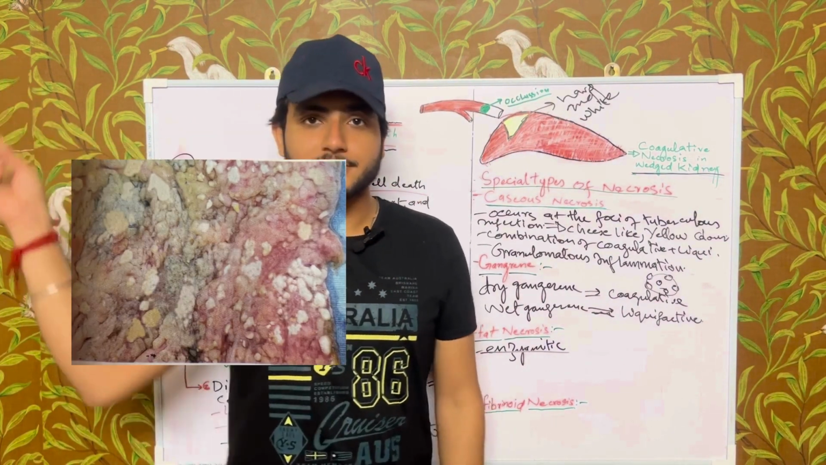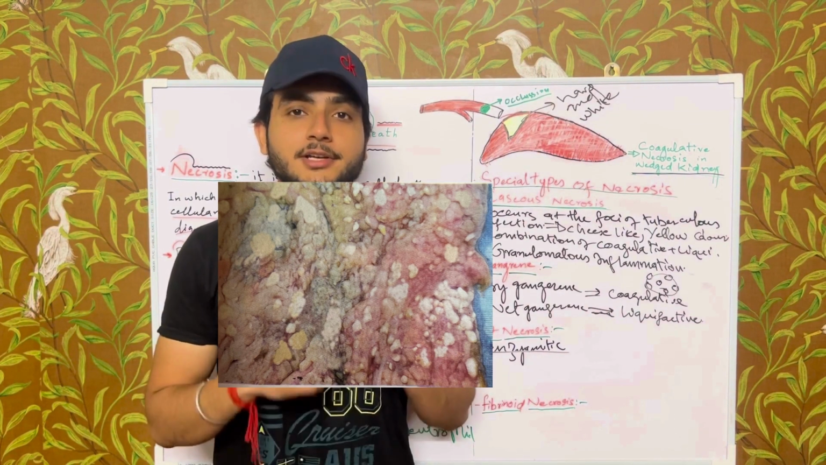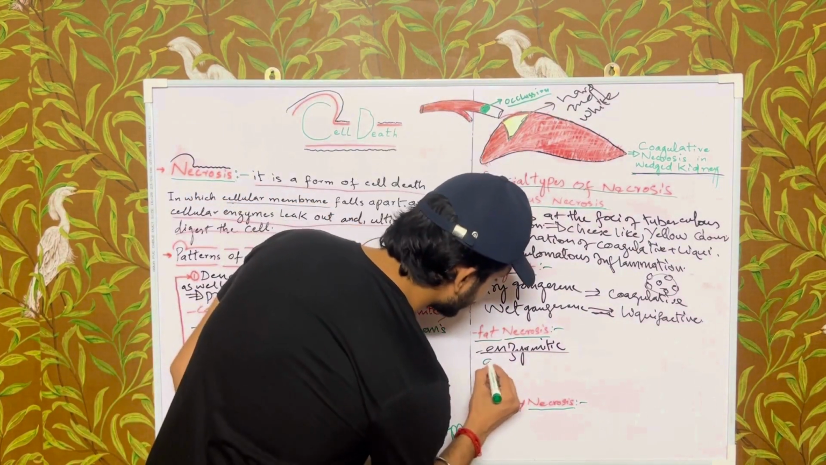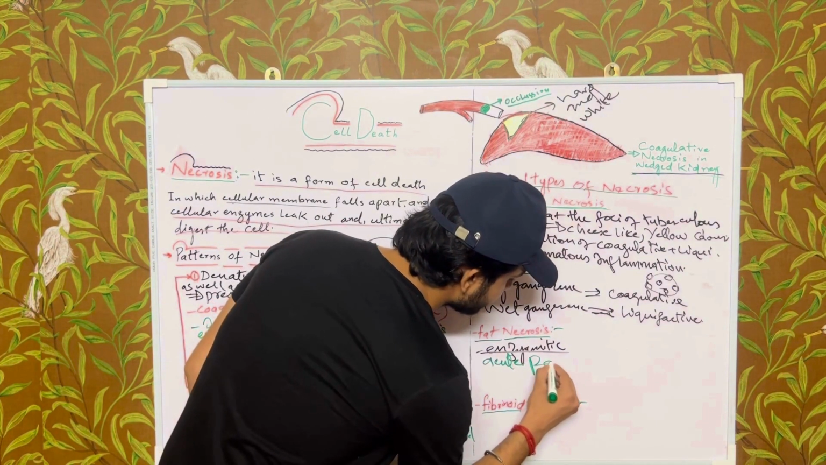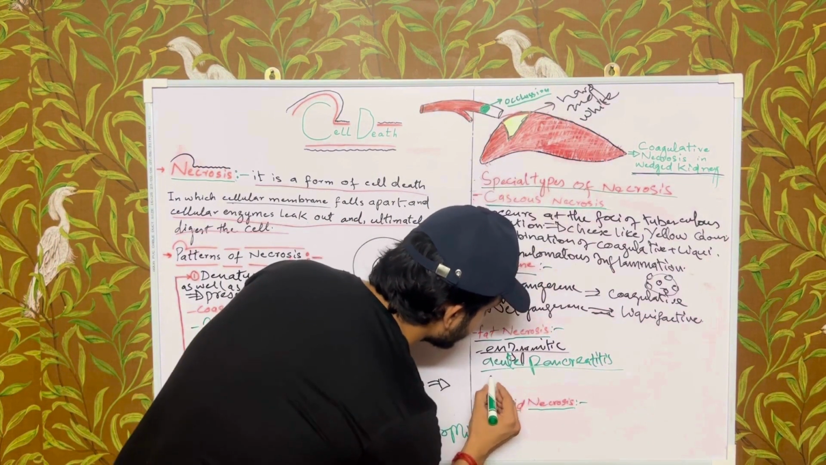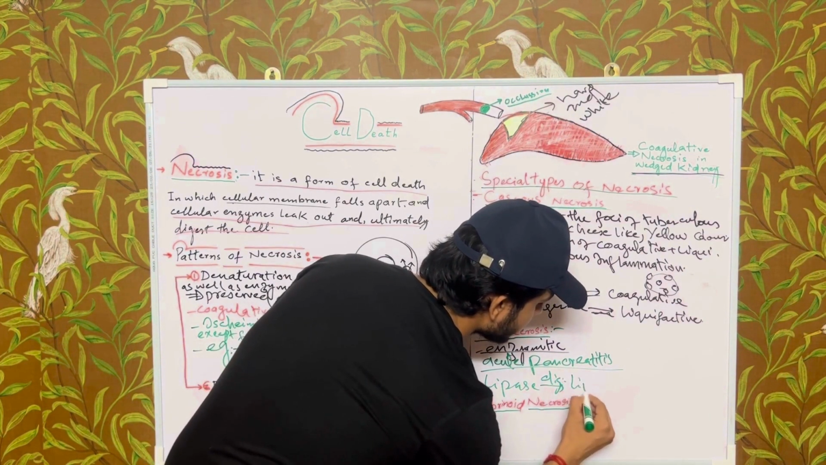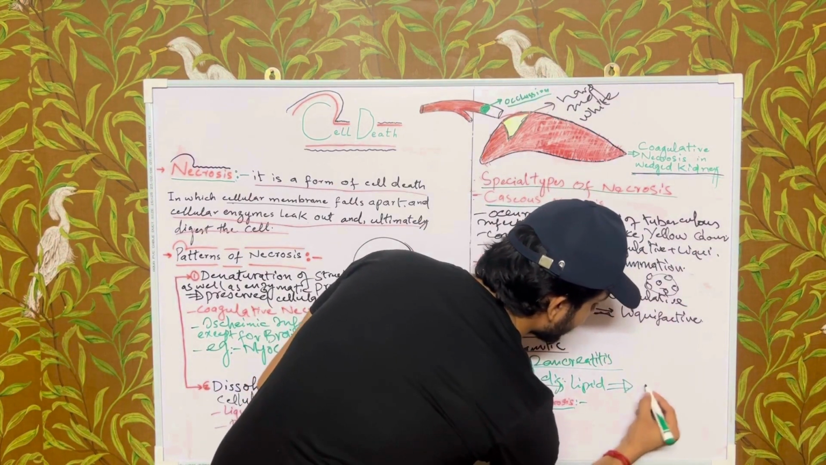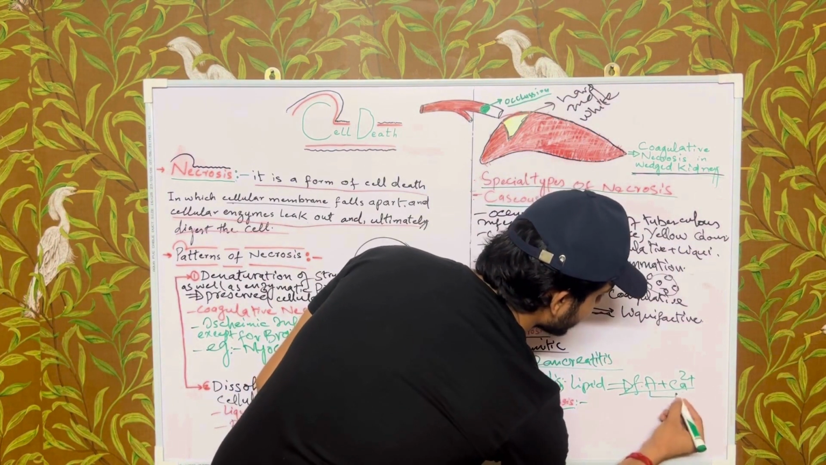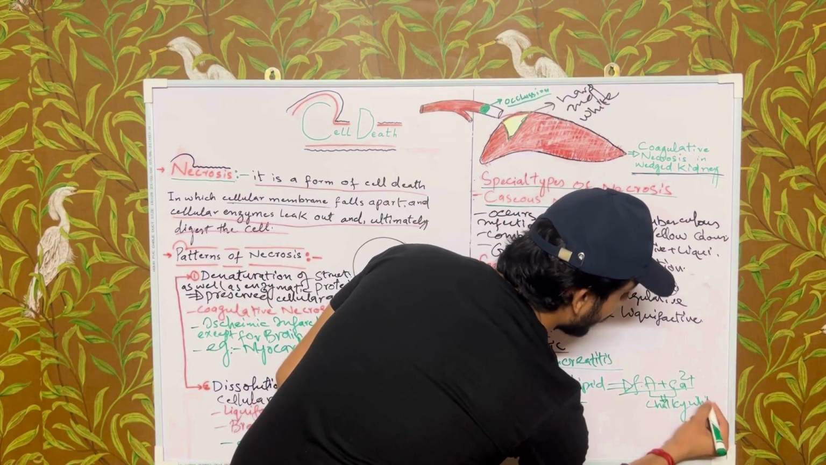You can clearly visualize it in this diagram. There is the chalky white appearance in this case. The phenomenon involved is known as saponification. The best example of it is acute pancreatitis. What's happening in acute pancreatitis? There will be the release of lipase. This lipase digests lipids, causing the release of fatty acids. These fatty acids combine with calcium and a chalky white appearance is seen on gross examination.